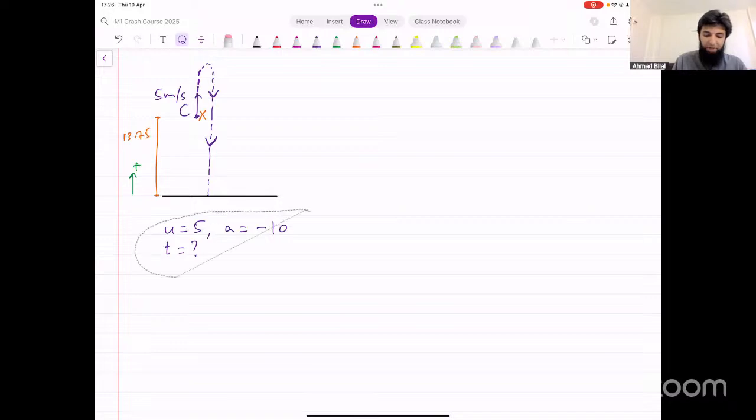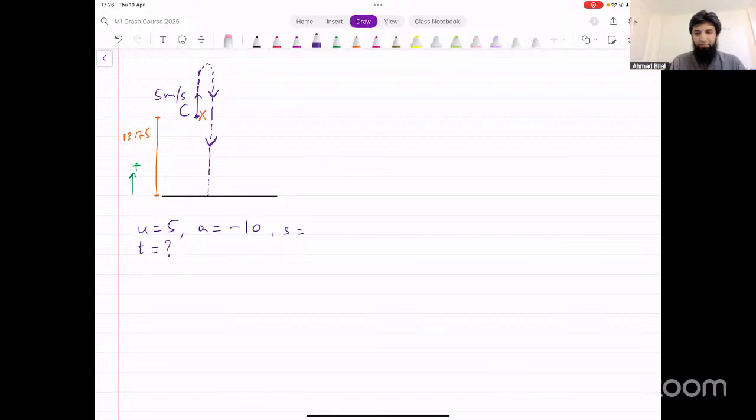Considering that upwards direction is positive, can we say anything about displacement of C? What is the displacement of C going to be? Can everyone write that value in the chat? What do you think? What's the displacement of C going to be from its current position at X until it reaches the ground? If the height of that point is 13.75, what's the displacement value?